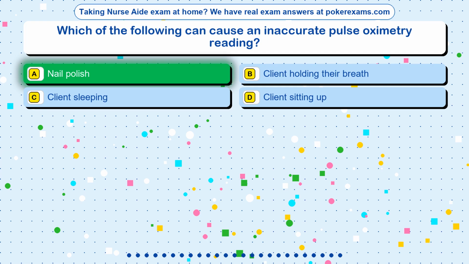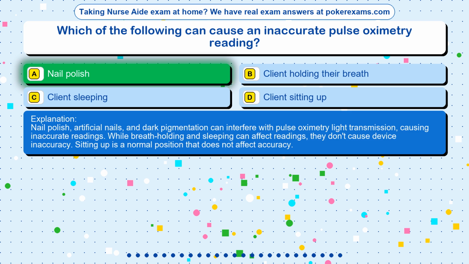The correct answer is option A. Nail polish. Nail polish, artificial nails, and dark pigmentation can interfere with pulse oximetry light transmission, causing inaccurate readings. While breath holding and sleeping can affect readings, they don't cause device inaccuracy. Sitting up is a normal position that does not affect accuracy.